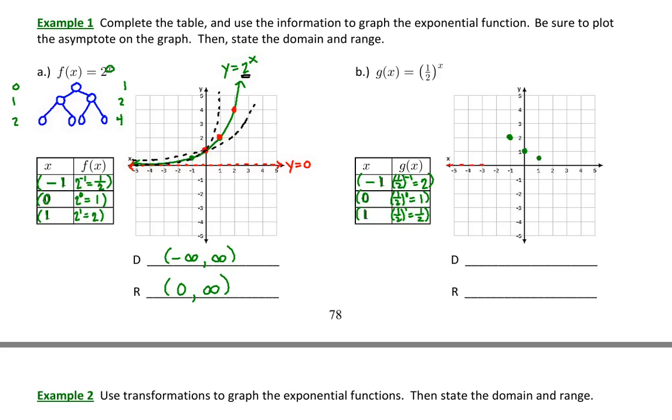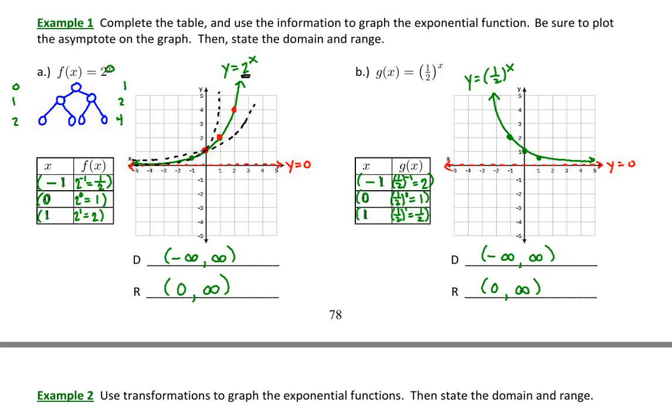And then remember, we have a horizontal asymptote, that lower boundary line on the x-axis called y equals 0. So in this case, when we connect the points, we have a decreasing exponential function. And that is our function, 1/2 to the x. Observe, the domain is still -infinity to infinity, and the range is 0 to infinity.